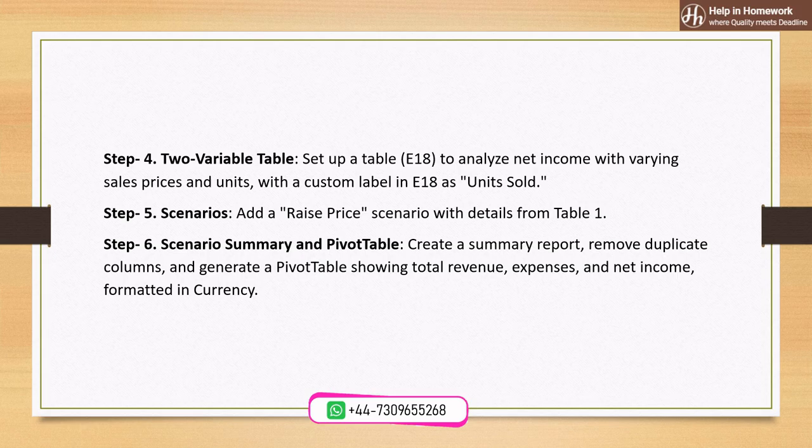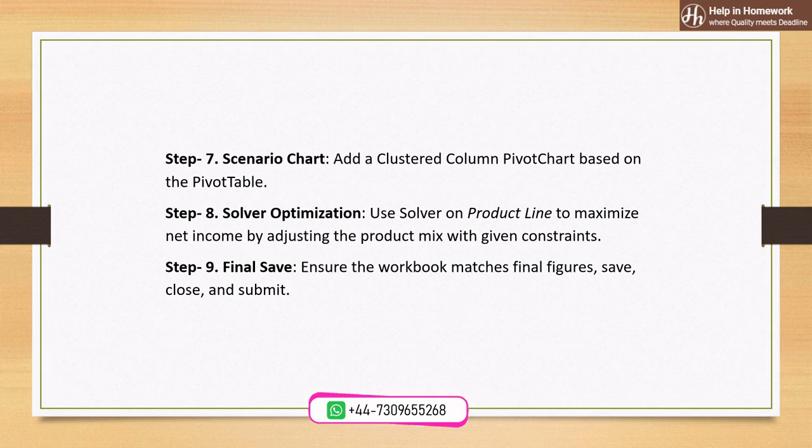Step 5. Scenarios. Add a raise price scenario with details from Table 1. Step 6. Scenario summary in pivot table. Create a summary report, remove duplicate columns, and generate a pivot table showing total revenue, expenses, and net income, formatted in currency. Step 7. Scenario chart. Add a clustered column pivot chart based on the pivot table.